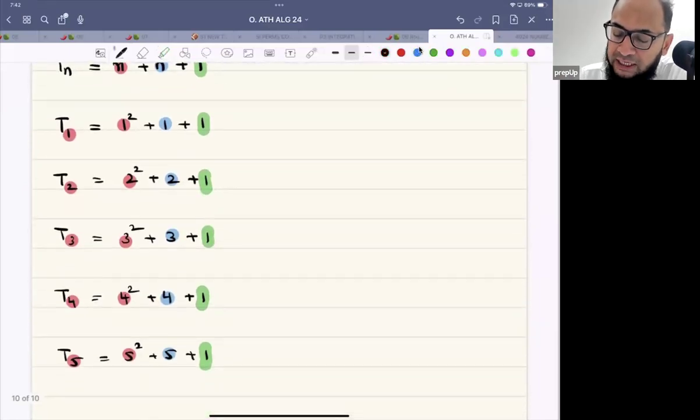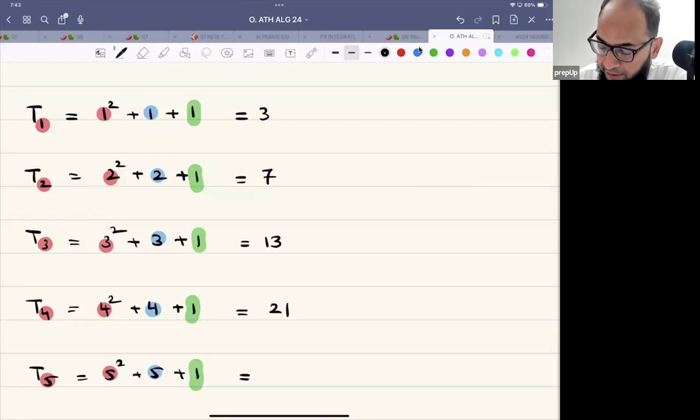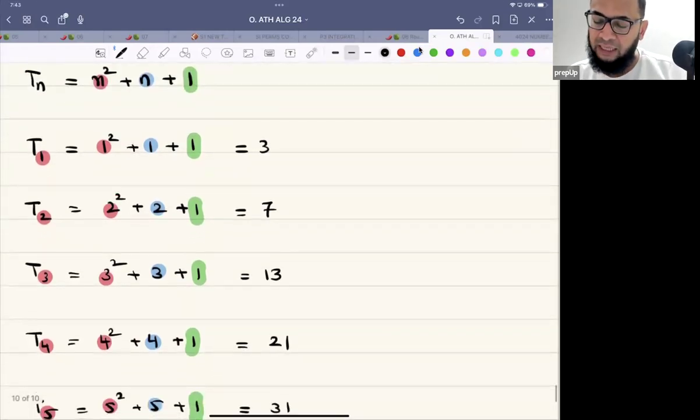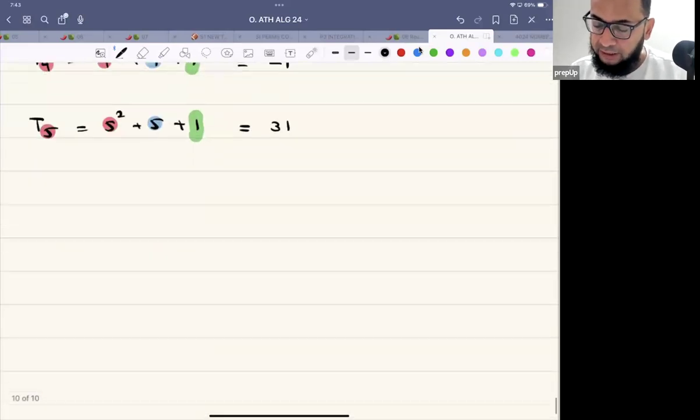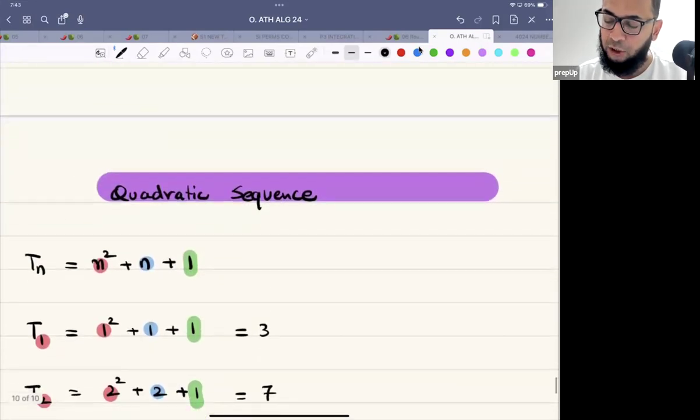So now let me focus on T1. T1 comes out to be 3. T2 comes out to be 4 plus 2, 6, 6 plus 1 is 7. T3 square is 9, 9 plus 1 is 10, 10 plus 3 is 13. Double check with me. 4 square is 16 plus 4, 20, plus 1 is 21. 5 square is 25 plus 5, 30 plus 1, 31. So 3, 7, 13, 21, 31. These are the first 5 terms of this particular quadratic sequence.